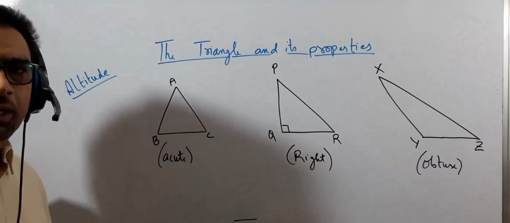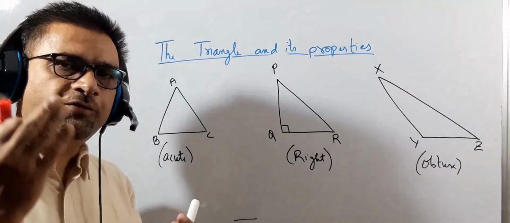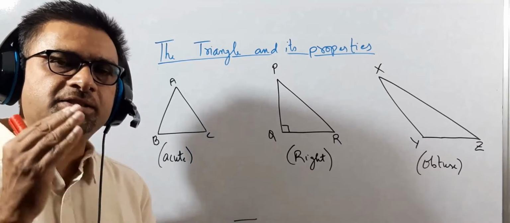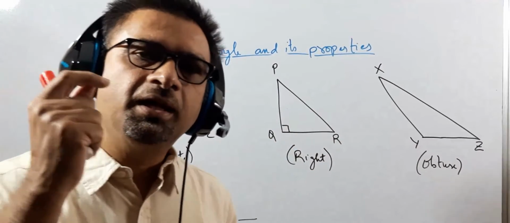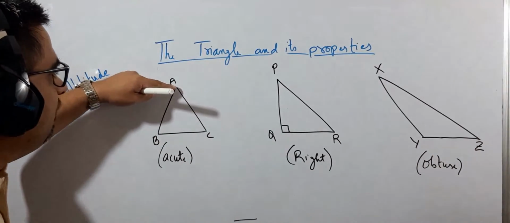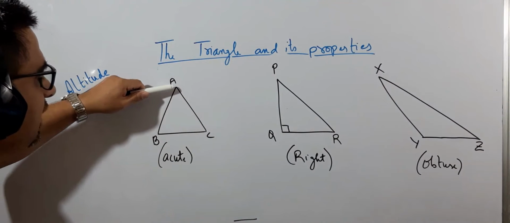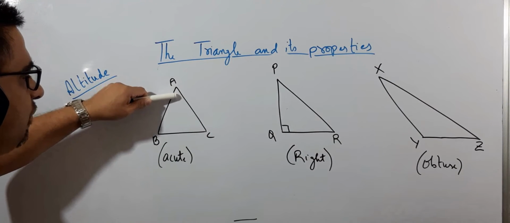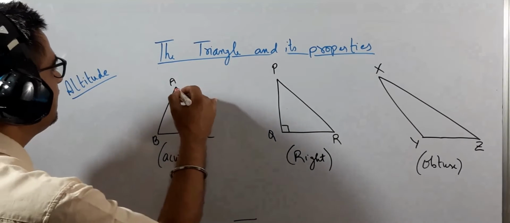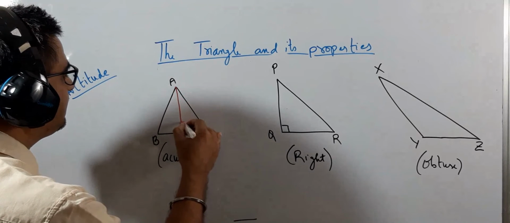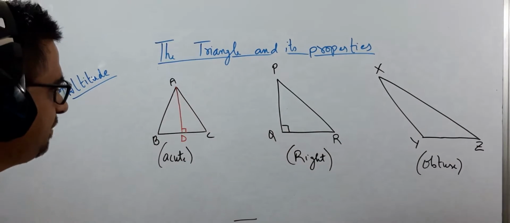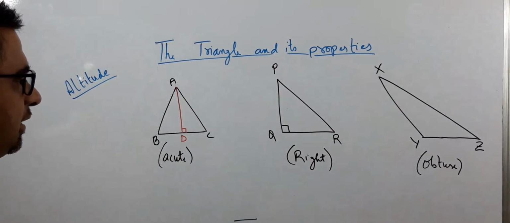So what is an altitude? An altitude is a line drawn from a vertex, and which is perpendicular to the opposite side. So let me just read this out in slow motion. A line drawn from a vertex, so one of these altitudes will start from the point A, a line drawn from the vertex and which is perpendicular to the opposite side. That's an altitude. So in this case, if I draw a line, let's say AD, which is perpendicular to the side BC, then AD happens to be the altitude.